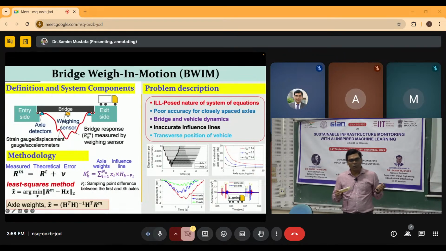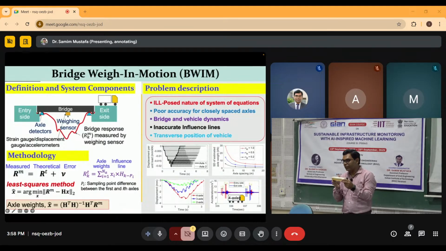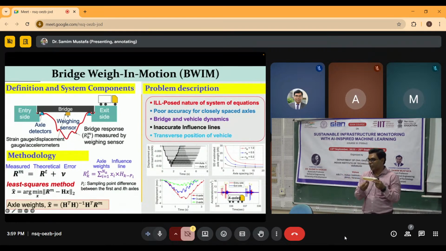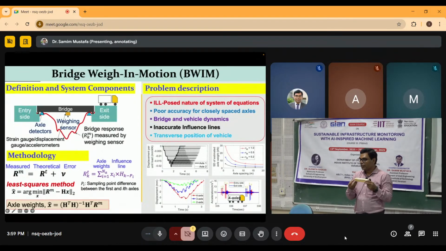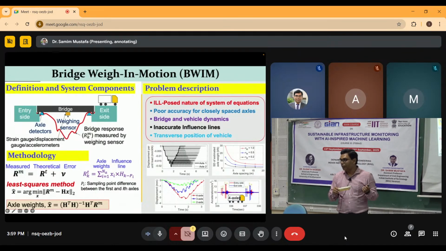Poor accuracy for closely spaced axles. Because of the ill-posedness, what is happening? When the axle spacings are close, suppose there are 3-axle vehicles. You can see in a 3-axle vehicle, axles 2 and 3 are very closely spaced. Right? When they are closely spaced, it is very difficult to segregate the contribution of each of those weights. So how to know their accurate weight? That is a challenging thing. So that can be done by using some efficient method.